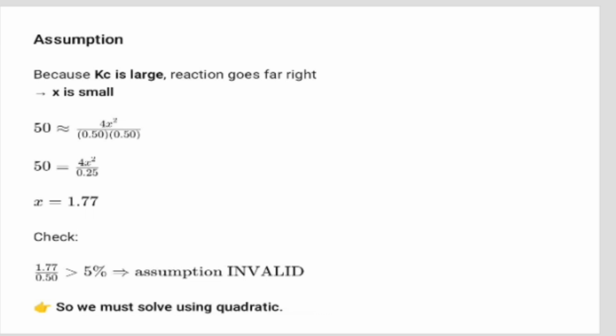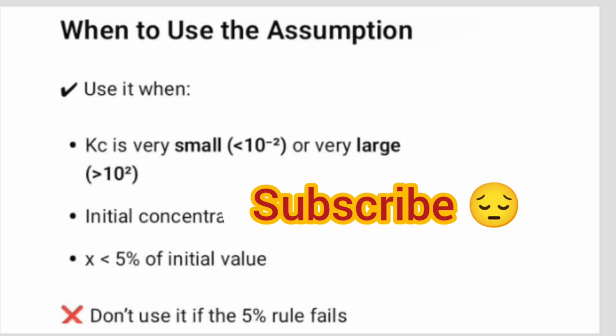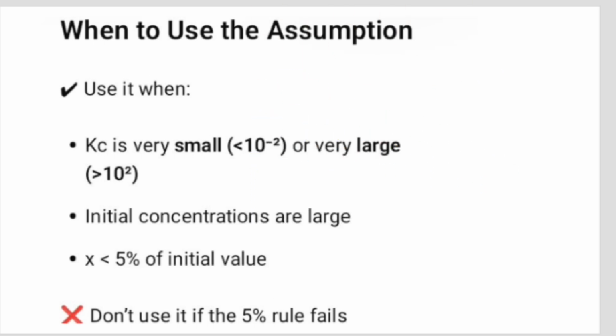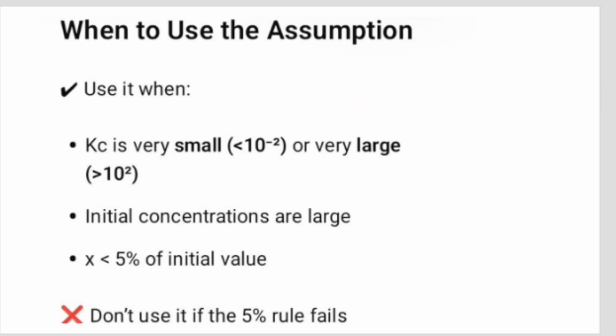So we were not supposed to use the assumption. Now when do we use the assumption? We use it when Kc is very small, for example, something times 10 to the power negative 2, or very large, or when initial concentrations are large. Also when x is less than 5% of the initial value. So don't use it if the 5% rule fails.